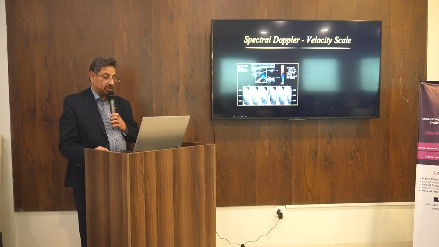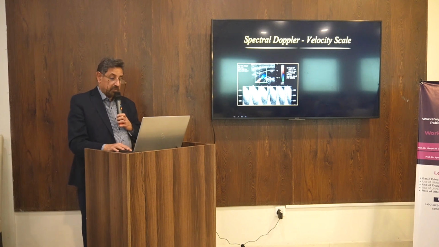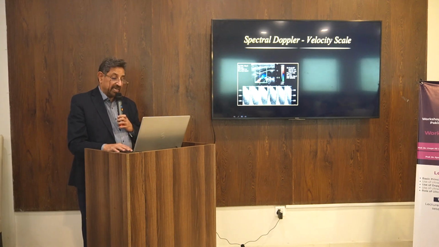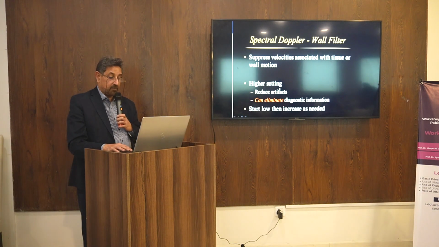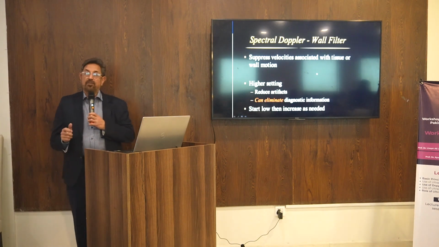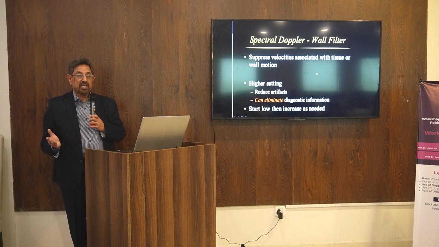This is a spectrum, you don't see the peak. The head is cut off. So you can't measure this. If you measure up to this, you are only measuring about 50% of the velocity. So you can't do anything if you don't know how to set the PRF. Wall filters. If you set your wall filters very high for a low flow, you will lose all the information.